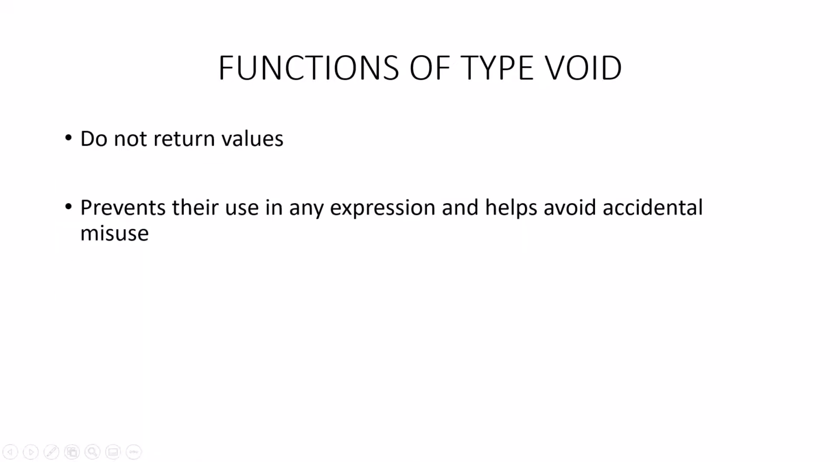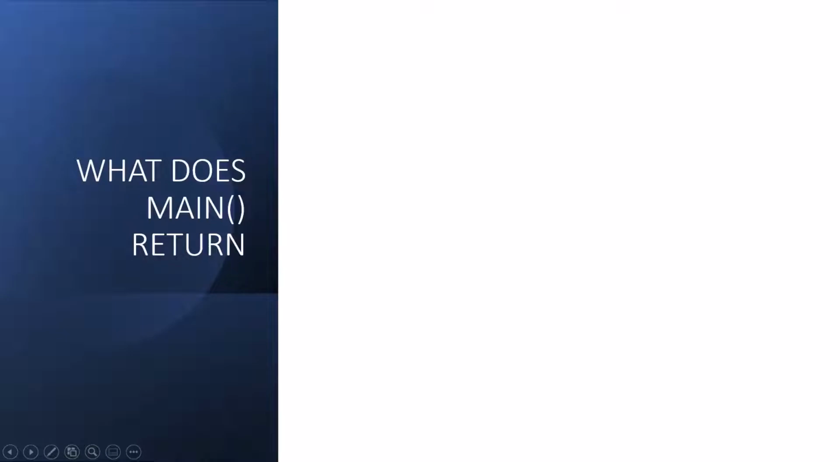Functions of type void, we know, do not return values. Important that it prevents their use, that is, the use of the values in any expression, and helps avoid accidental misuse. So you will use void when we don't want a value to be returned and then misused or accidentally used. What does main return?